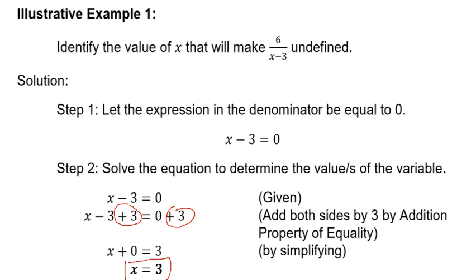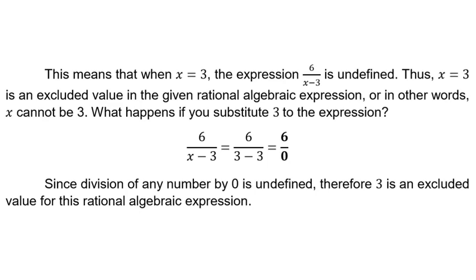Now, this value, x is equal to 3, will make the rational algebraic expression undefined. Let me show you. This means that when x is equal to 3, the expression 6 all over x minus 3 is undefined. Thus, x is equal to 3 is an excluded value in the given rational algebraic expression. Or in other words, x cannot be 3.